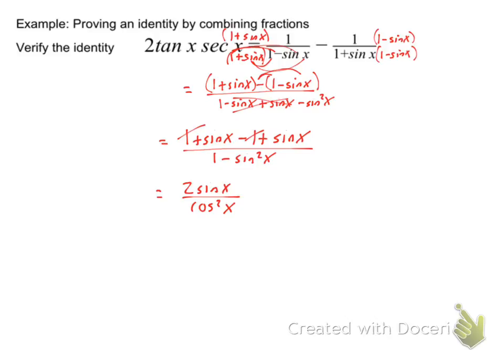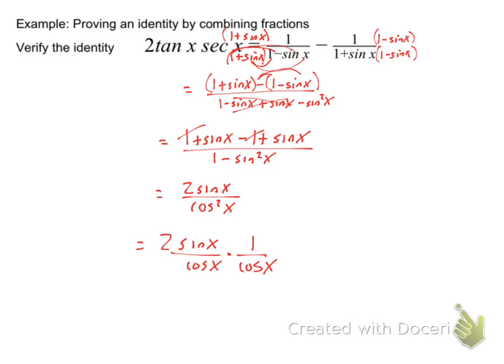So how can I go from that to 2 tangent x secant x? I already have 2. 2 is there. Split the cosine up. 2 sine of x over cosine x. Is that okay? Would it be okay, guys, to just basically take cosine and split it into its own fraction denominator?